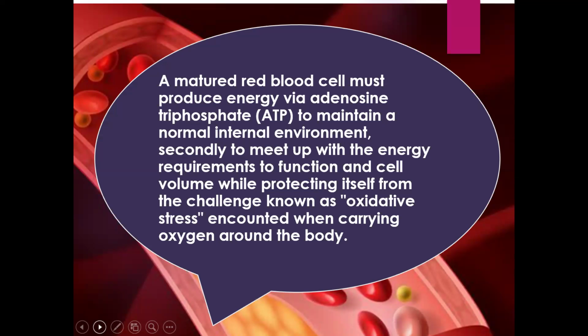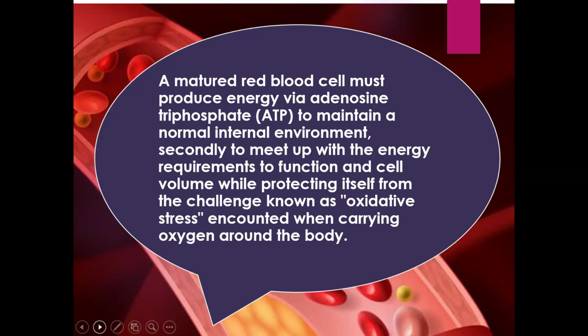Now, let's move into G6PD. Remember, a matured red blood cell must produce energy through adenosine triphosphate, ATP, to maintain a normal internal environment. Red blood cells respire. Remember, they are responsible for carrying oxygen around in the body. So for them to do this function, the red blood cell has to produce energy, and that energy production is through ATP, so that the normal internal environment will be maintained in the cell.